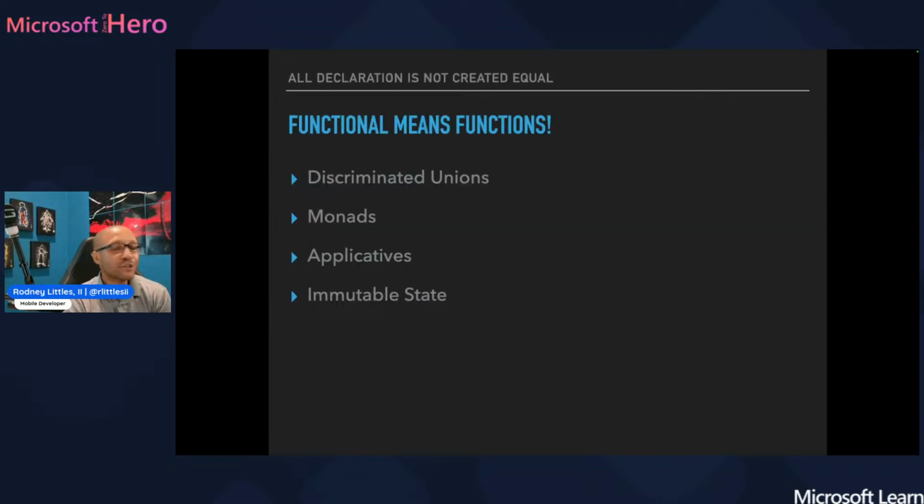Functional means functions, right? You have things like discriminated unions. You have things like monads. For the record, I'm not going to define monad for you. You can Google it and be just as confused as me. I know what it is enough to get value out of it. I do not know enough of it to explain it past crayon.